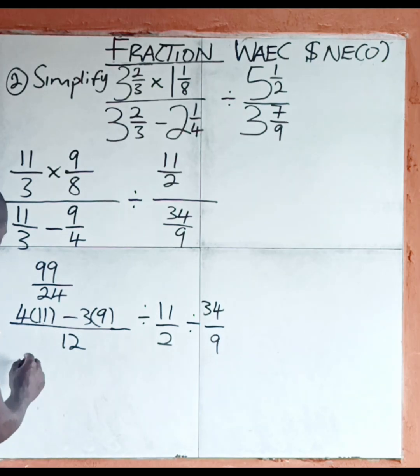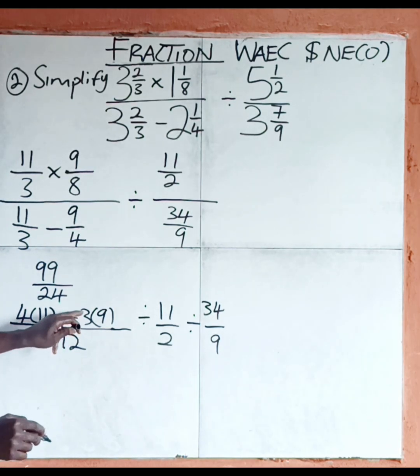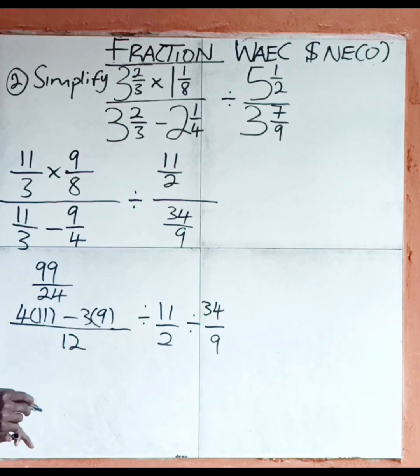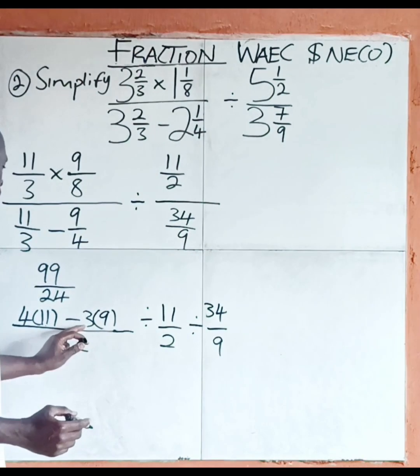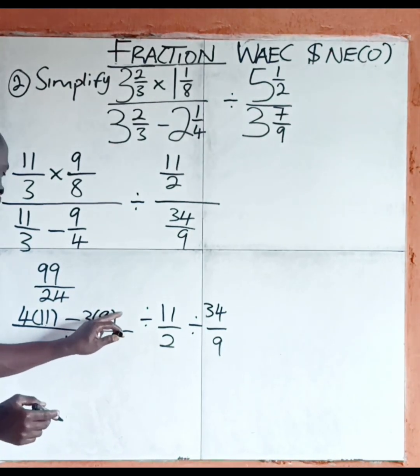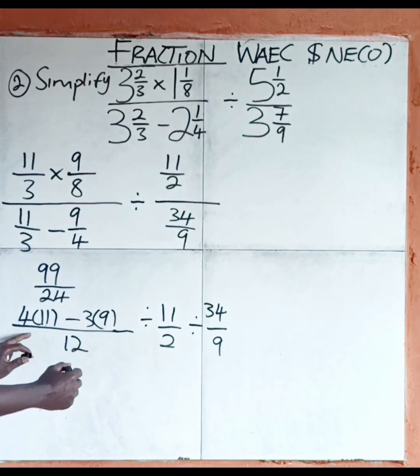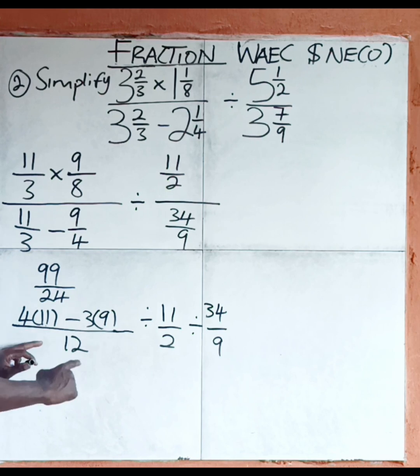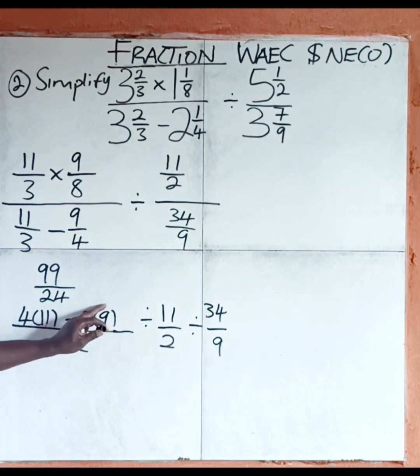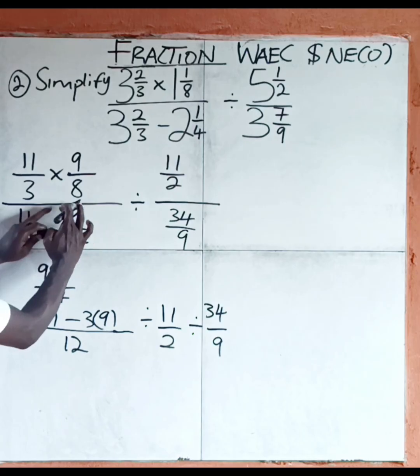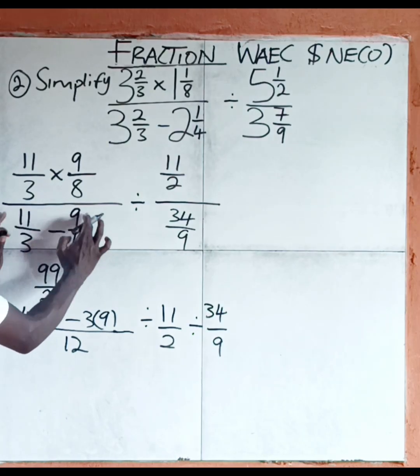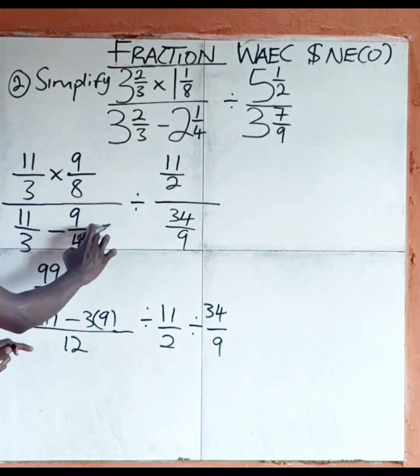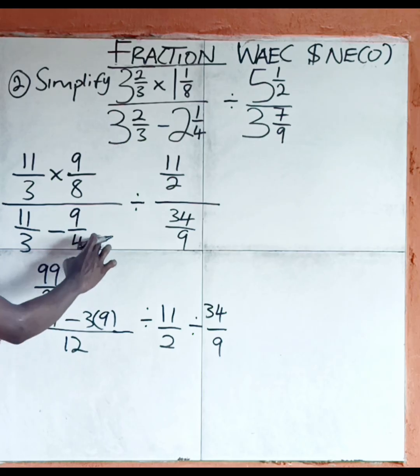Now 4 times 11 will give us 44. Then 3 multiplied by 9 will give us 27. So if you do 4 times 11, that's 44. 44 minus 27, and that will automatically give you 17. So the denominator here, it means all these places, whatever we are having here, all the terms here is 17 over 12. Can you see for yourself?